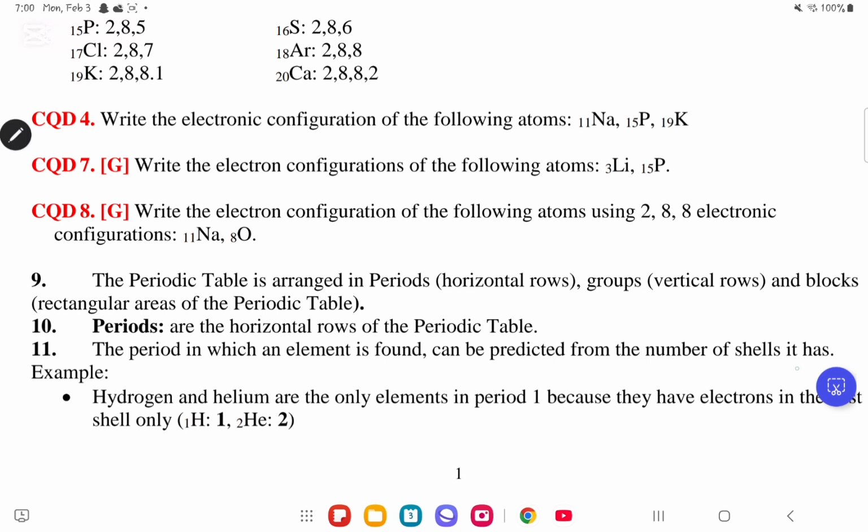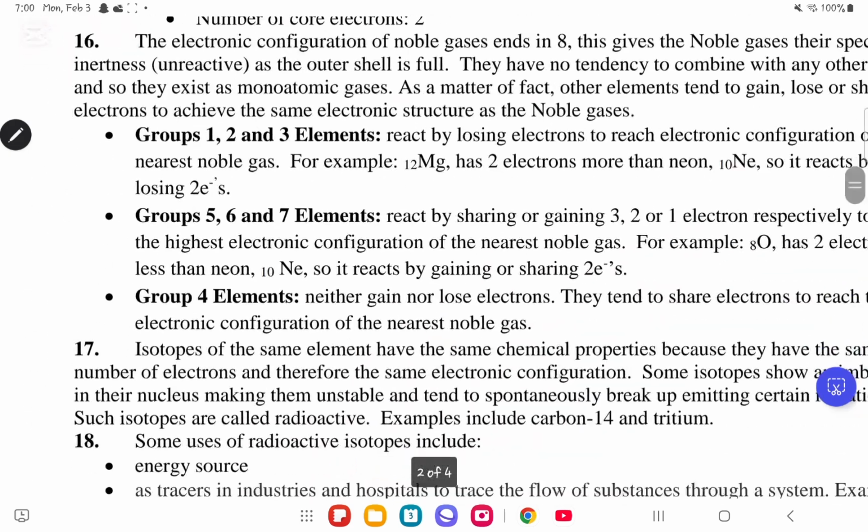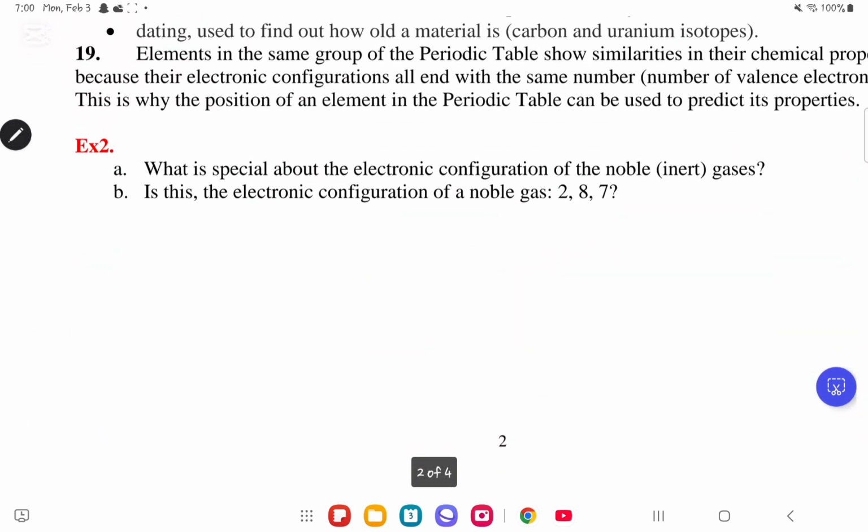So for 11Na, it's going to be 2, then 8, then 1. This is for 11Na. And then for 8O, it's going to be 2, then 6. Okay, so we move on to exercise number 2.